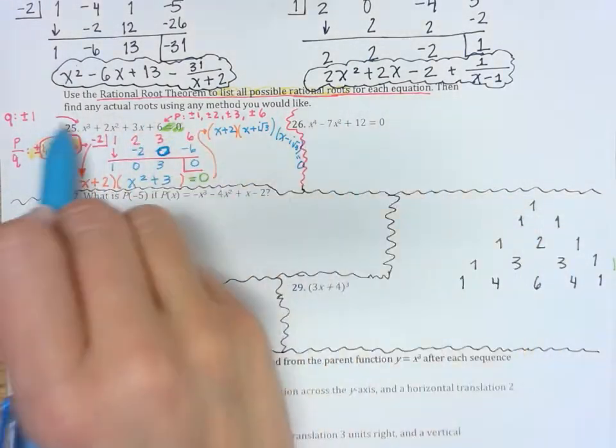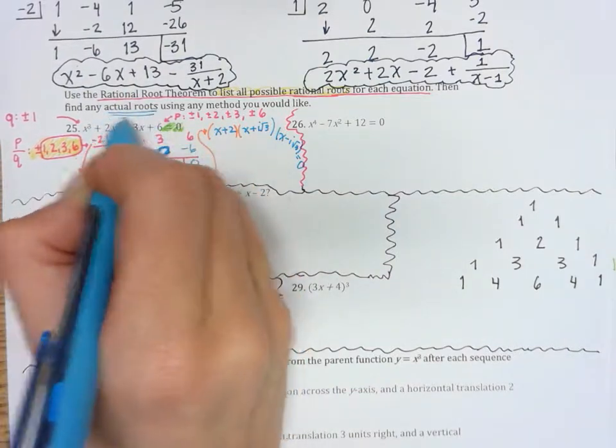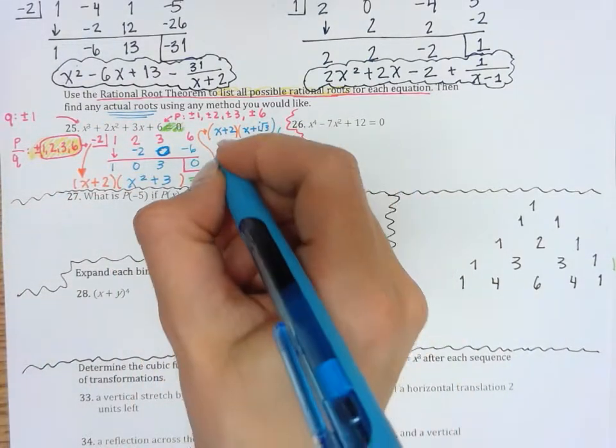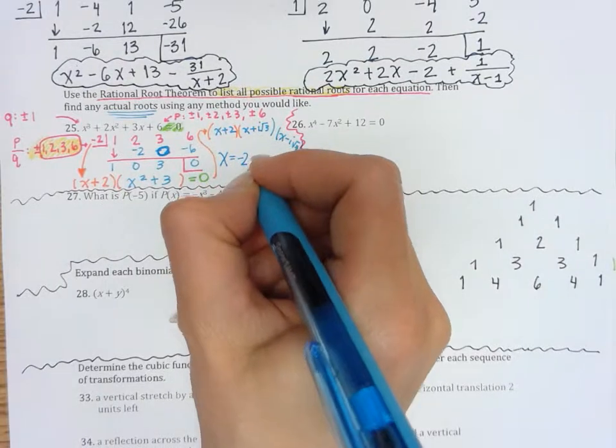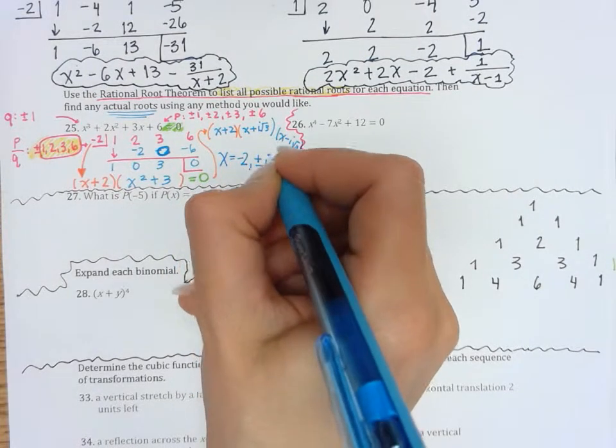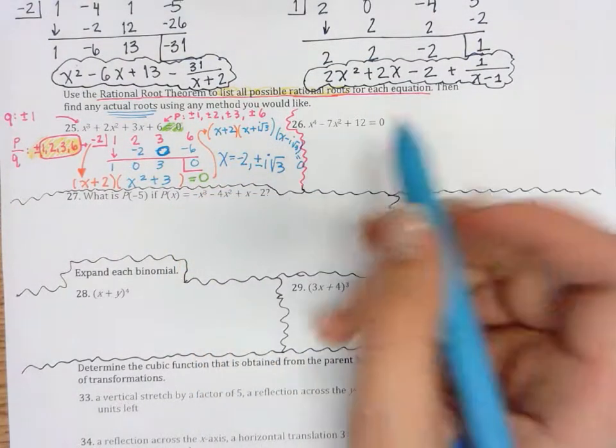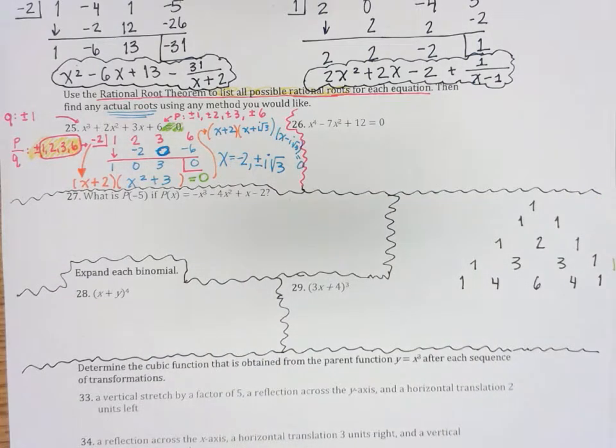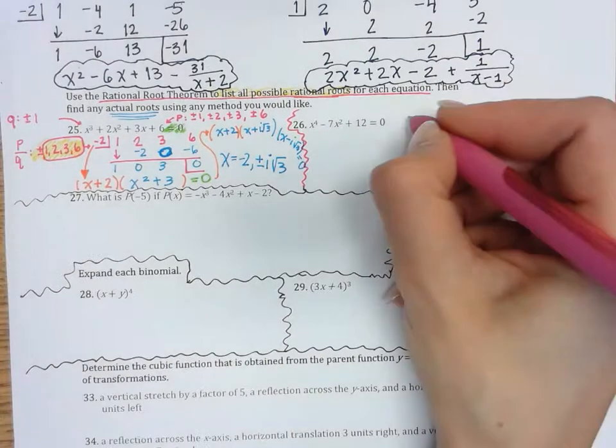Then find any actual roots. It doesn't say they have to be real, so I have one real and two imaginary. So x equals negative 2, and then you're going to have positive and negative I square root 3. Done.